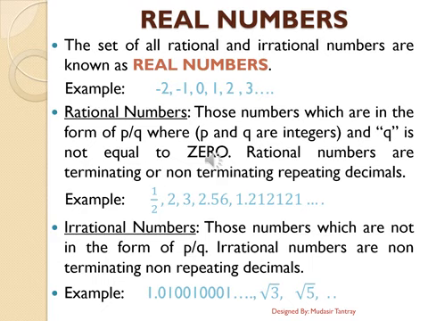Irrational numbers are those numbers which are not in the form of p by q. Irrational numbers are non-terminating, non-repeating decimals. For example, 1.01001001 and so on, root 3, root 5. All non-terminating, non-repeating decimals are irrational numbers, and the square roots of all positive numbers are irrational numbers except those which are perfect squares. Now move on to the next slide.